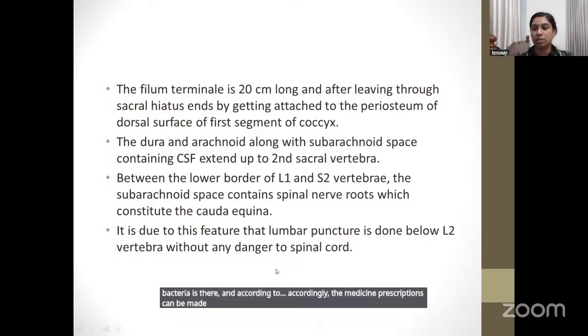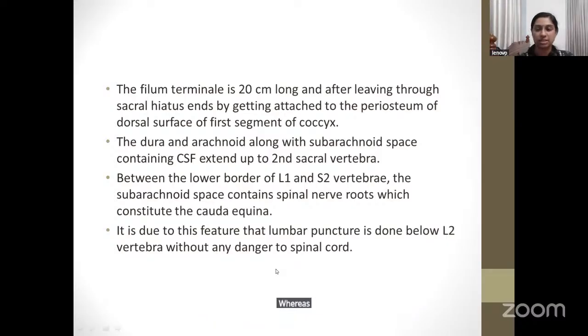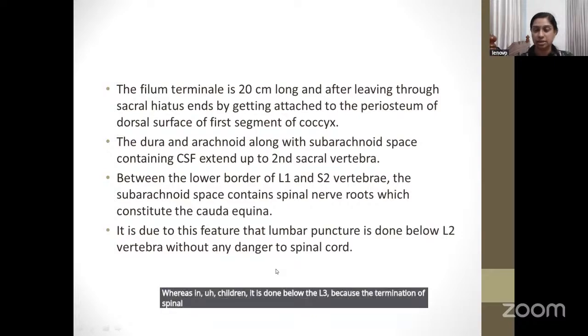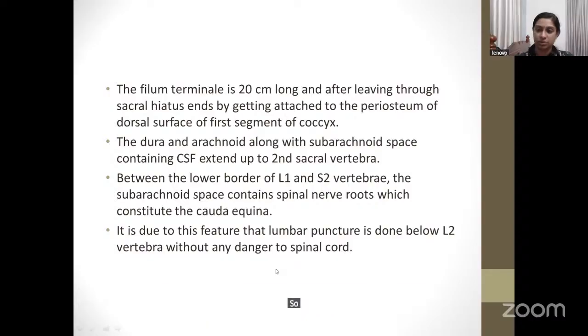So lumbar puncture is usually done below the level of the L3 vertebra in adults, whereas in children it is done below L3 because the termination of the spinal cord in children is about below the level of the L3 vertebra. Okay, so that's about the lumbar cistern and lumbar puncture.